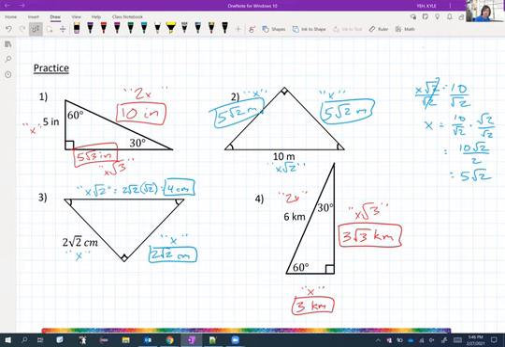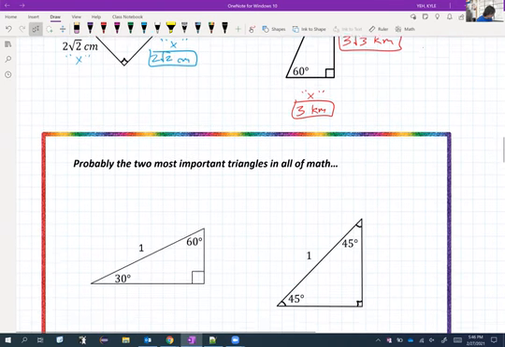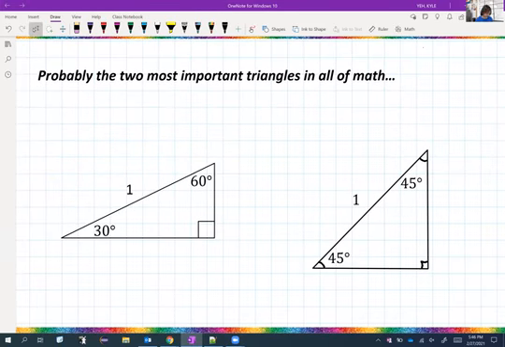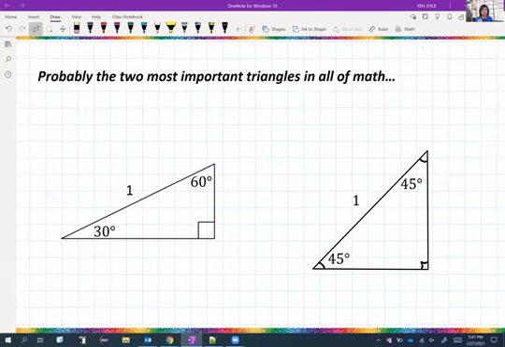Last thing to talk about here. Probably the two most important triangles in all of math. The 60, 60, 60 equilateral triangle might have something to say about that. But these are up there. These are two of the most important triangles in all of math. And lo and behold, they are 30, 60, 90 and 45, 45, 90, which we just spent a lot of time talking about.